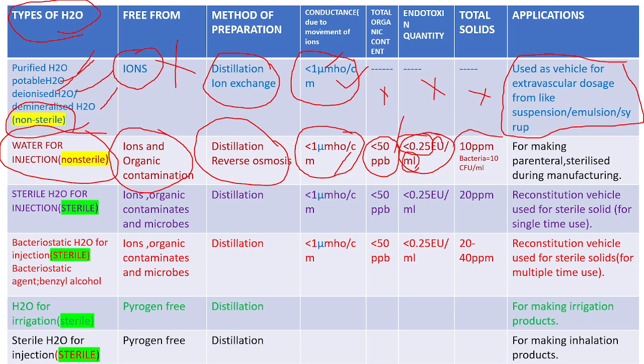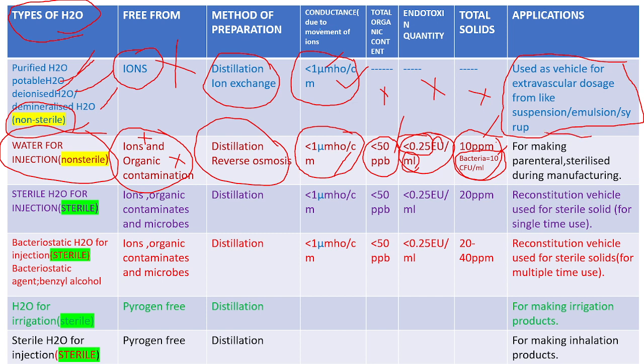Then total solid contents. The total solid contents are nothing but ions and organic contaminants. That should be 10 parts per million. Next one is bacteria. How many bacteria can be allowed? Water for injection does not contain ions, endotoxin or exotoxin, but it contains bacteria. Only 10 bacteria, 10 colony forming units (CFU) per ml can be allowed.